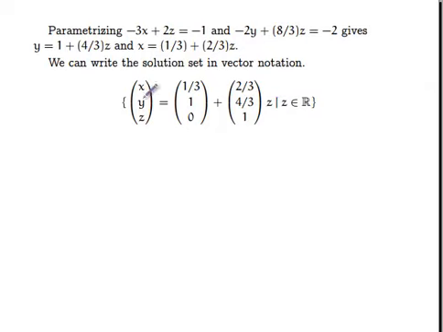For the y, I have 1 plus 4/3 z, so the component in the constant vector is 1. The component in the vector scaled by z is 4/3, so that's where the 1 and the 4/3 come from here. In the last one, z equals z, and we get this vector equation. So you should verify and make sure you understand why this vector equation is the same as this system of 2 equations here.